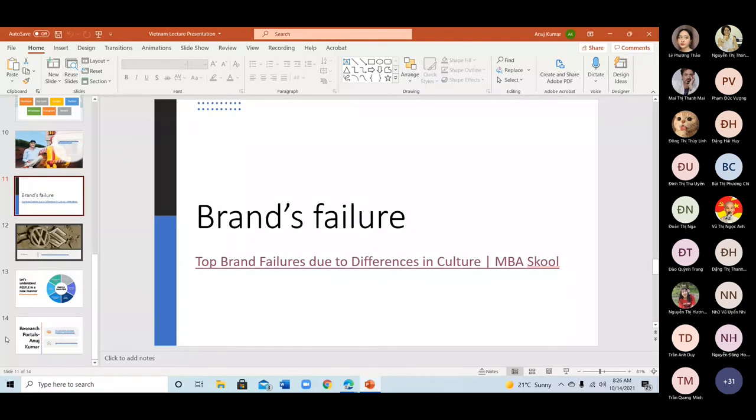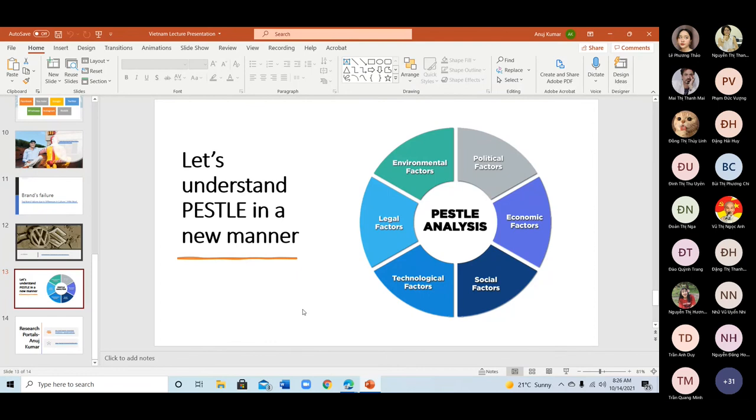So you all have understood this. I'm getting back towards the end of my session. You have all heard about and worked on the PESTEL analysis till now: political factors, economic factors, social factors, technological factors, legal factors, environmental factors. When you go from one country to another, from one culture to another, all these factors change, and due to that, your international business is affected.